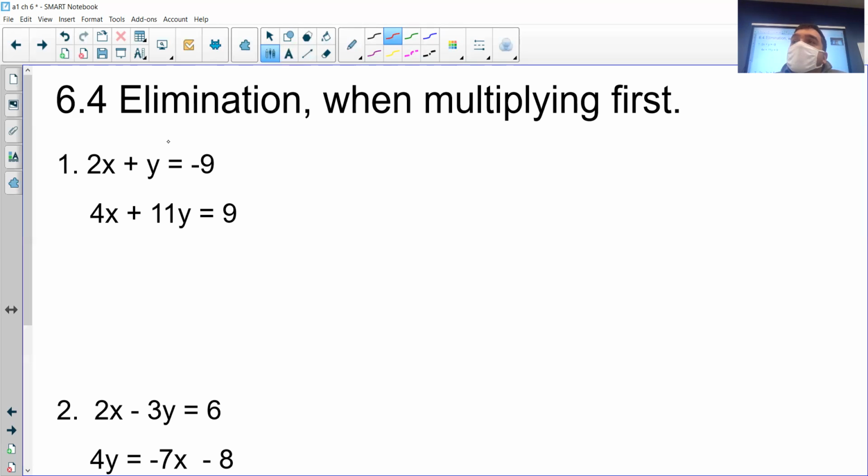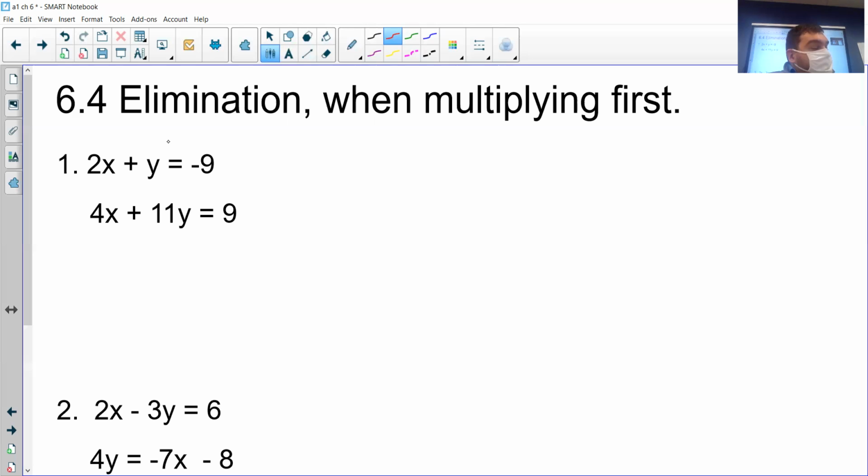So what we're going to do is eliminate. But the issue is, I like to eliminate a whole term. If I add vertically or subtract vertically, nothing would disappear. So I need the number or the coefficient to match. Now I'm looking at 2x and 4x.